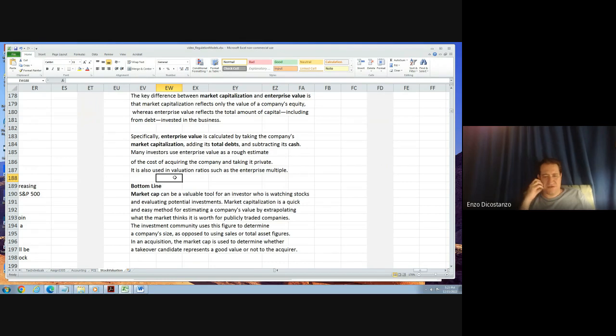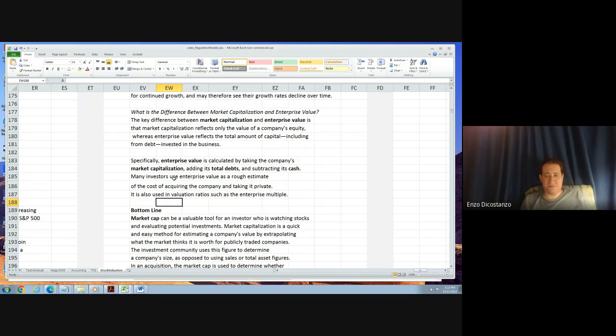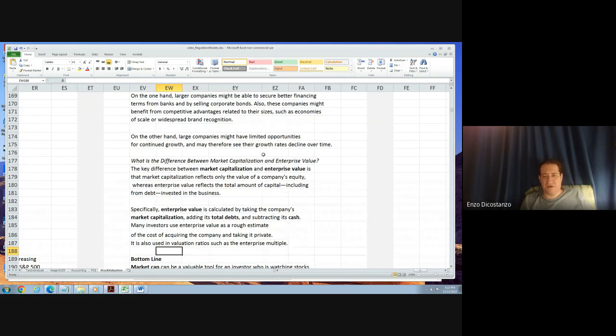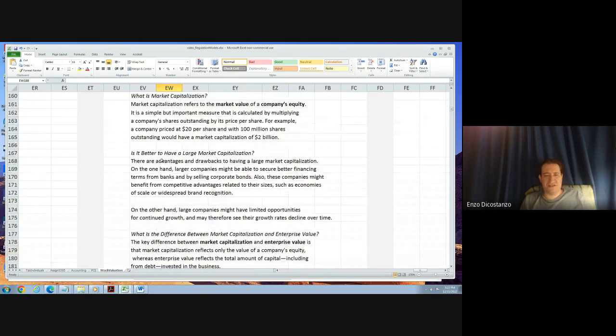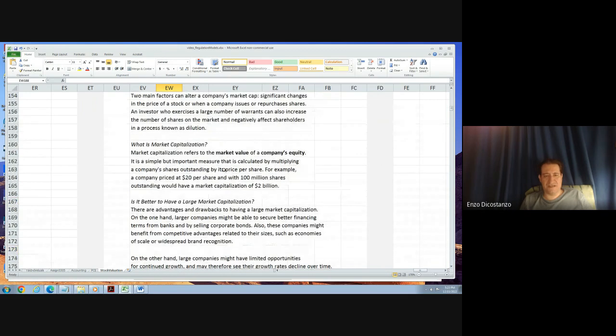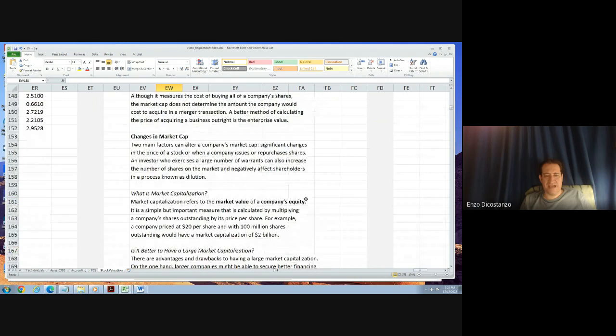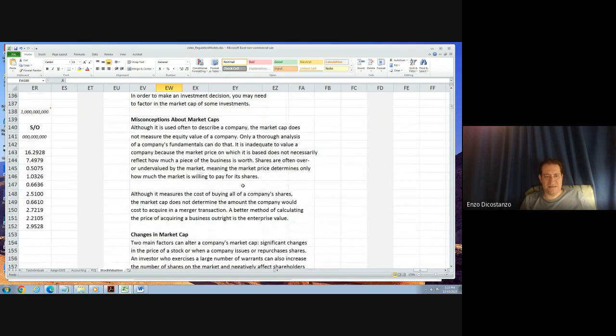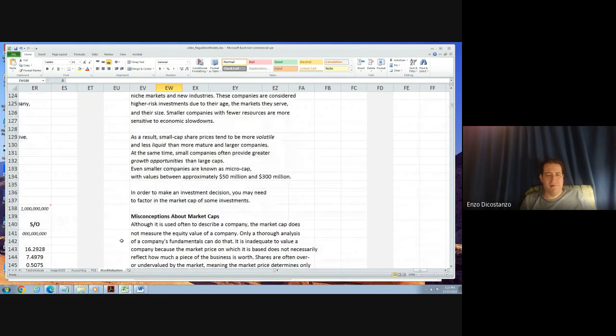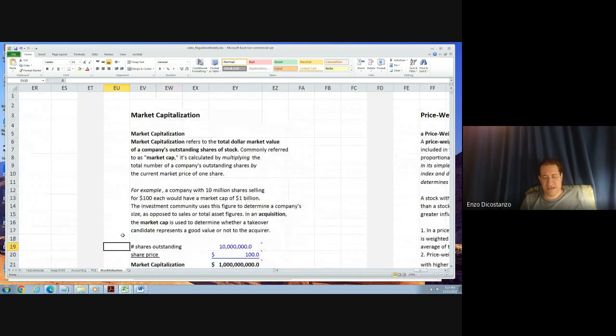The community uses the figure to determine company size, as opposed to using sales or total asset figures. In an acquisition, the market cap is used to determine whether a takeover candidate represents a good value to the acquirer. And then there are other pieces to this: the difference between market capitalization and enterprise value. That's a good question. Is it better to have a large cap or small market capitalization? What is market capitalization? It's the value of the company's equity. Then changes and misconceptions. Okay, so you guys had all that.